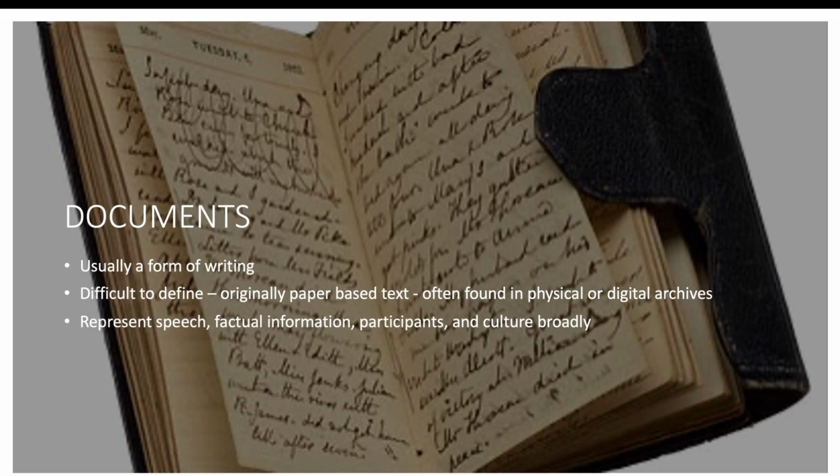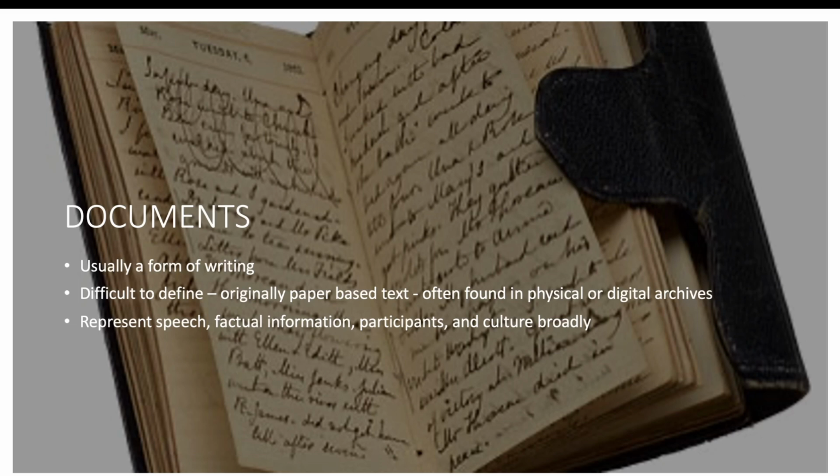Some of the data can be documents, and, well, it's usually a form of writing. There are some exceptions, let's say Quipu in South America, where it's a very distinctive information keeping record with rope, with its fiber based, and so in that sense it's not a form of writing, but we could think of it maybe as a document in this sense. So these are difficult to define in a way. It's originally a paper based text, kind of cross culturally, and found in physical and digital archives.